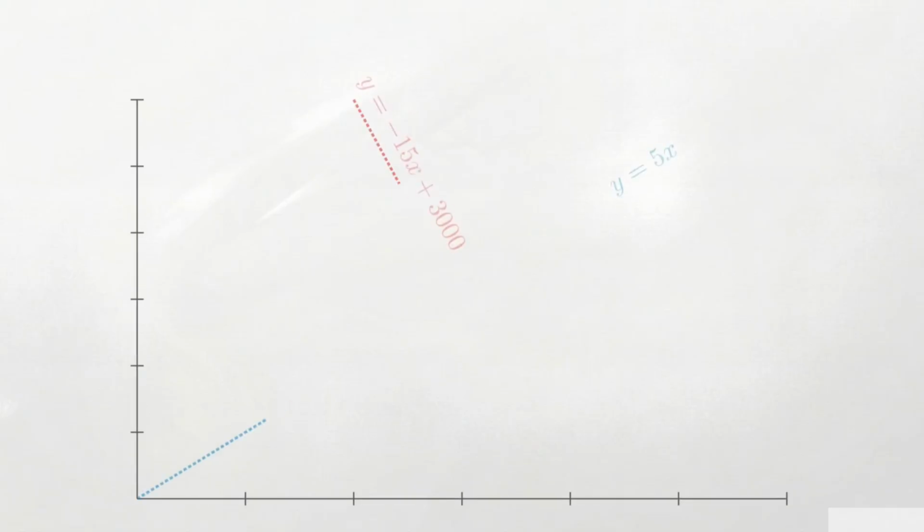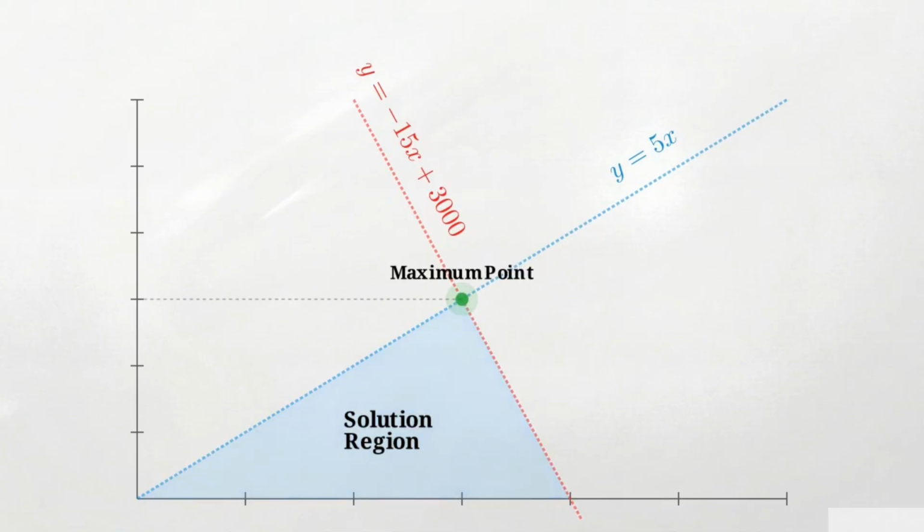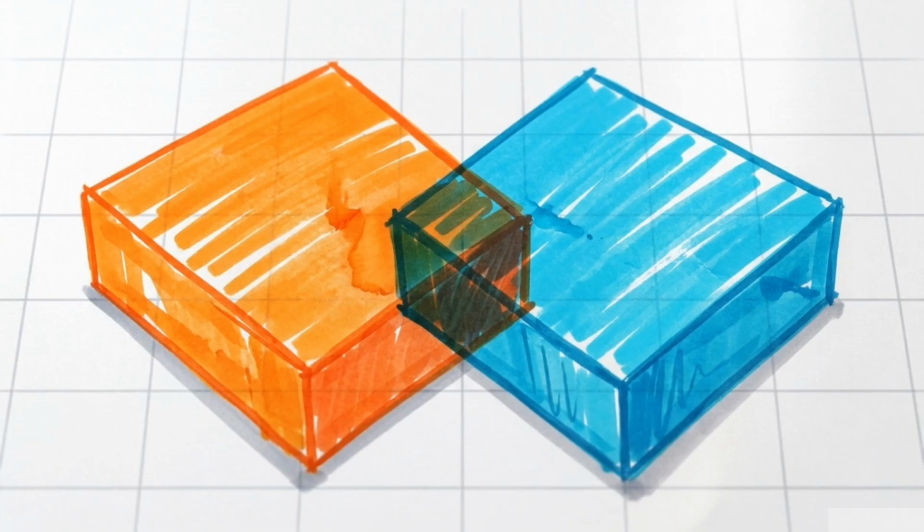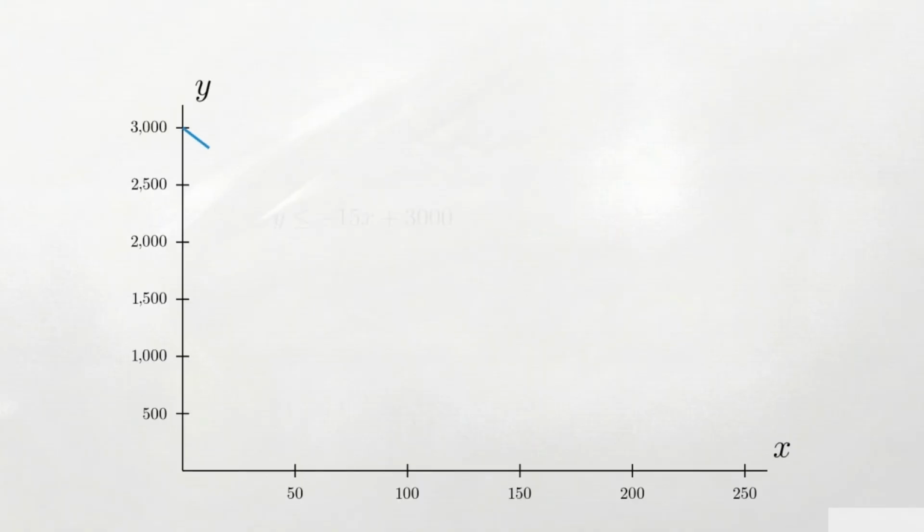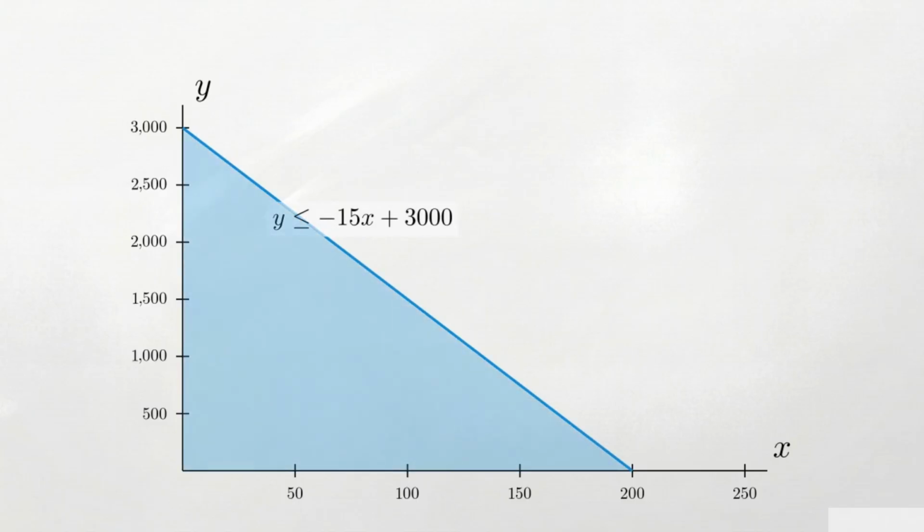To figure out where that maximum point lives, we first need to picture the boundaries. Since both of our inequalities use less than or equal to symbols, we are looking for the physical space on a graph that sits underneath both lines at the same time. Let's visualize the first line. Y is less than or equal to negative 15x plus 3,000. It's a steep, downward-sloping boundary, and any valid solution has to fall somewhere in the shaded area below it.